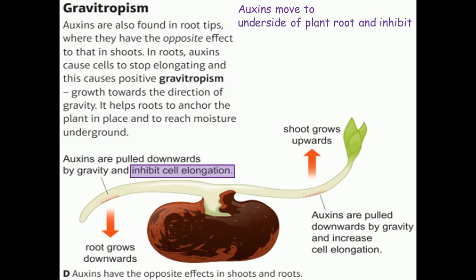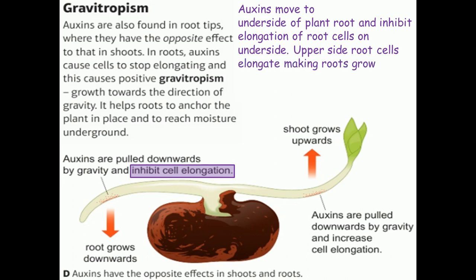So here, the auxins move from the root tips to the underside of the plant root, and they inhibit the elongation of root cells on the underside. However, the upper side root cells will elongate, and that means that the roots will grow downwards towards gravity, which is known as positive geotropism or positive gravitropism.